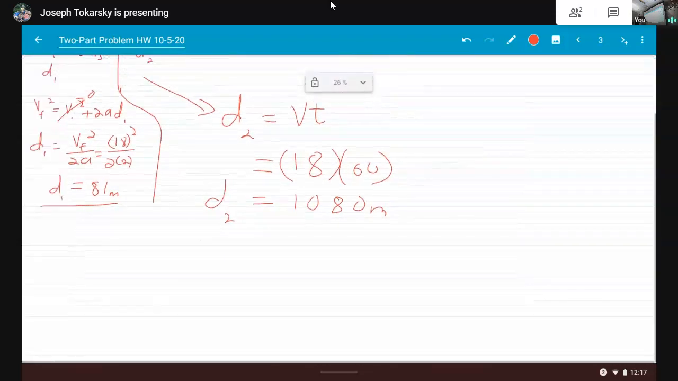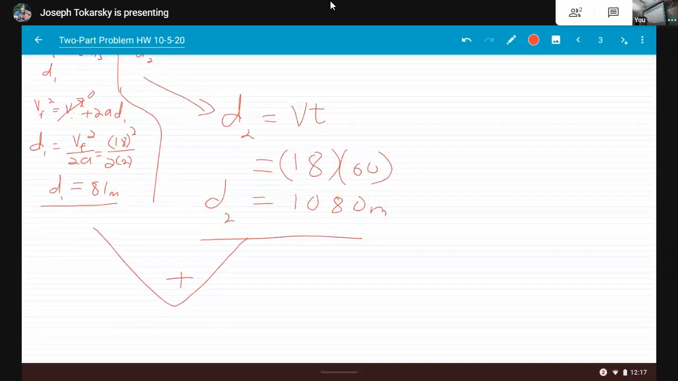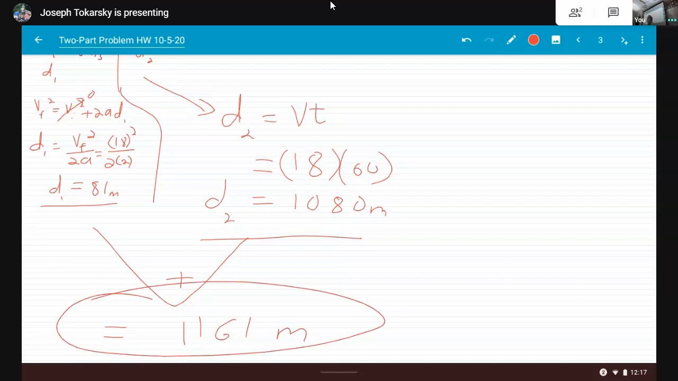And then total those two up. What it's asking is going to equal, you're going to get somewhere around 1,161 meters. Okay, does that make sense? Any other questions on that one or any other?